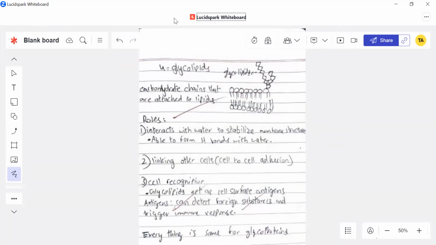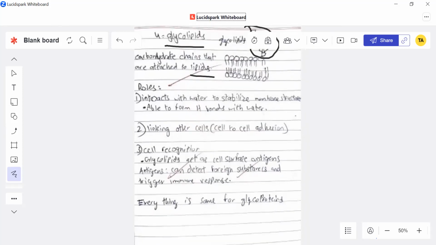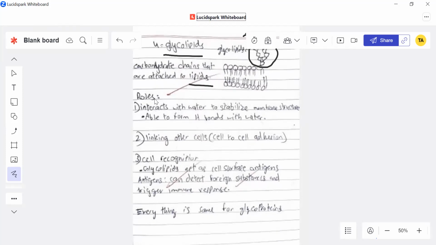Now, the fourth molecule of the cell membrane is the glycolipid. It is carbohydrate chains that are attached to lipids. So this is a phospholipid chain, right? And these are glycolipids. You only need to know the roles of glycolipids. They interact with water and stabilize membrane structure, able to form hydrogen bonds with water. Remember, only the carbohydrate part will form bonds with water because lipids can't form bonds with water. So the number one role is that they form bonds with water and they stabilize the membrane.